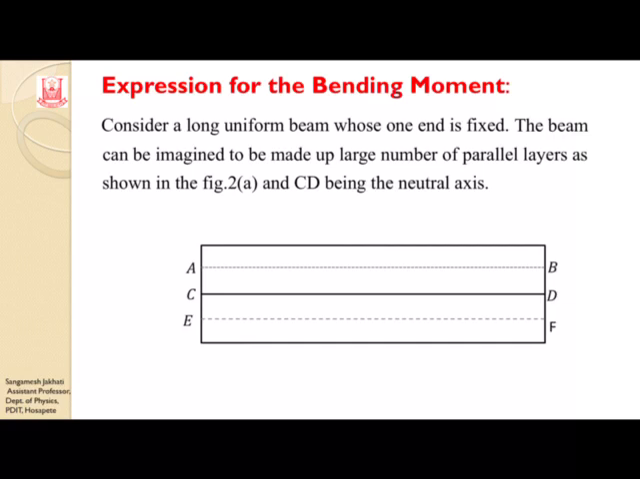So this is the beam that is imagined to be made up of a large number of horizontal layers which are placed one above the other. And here CD is representing a neutral axis, neutral surface, and AB is a layer present in the upper portion of the beam, and EF is the layer which is present in the lower surface of the beam. So this is a beam before bending.